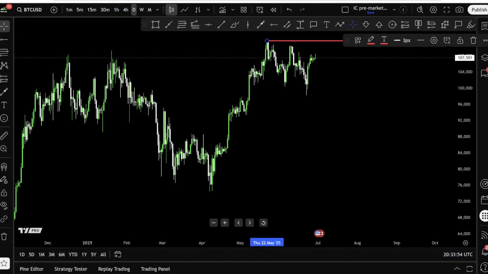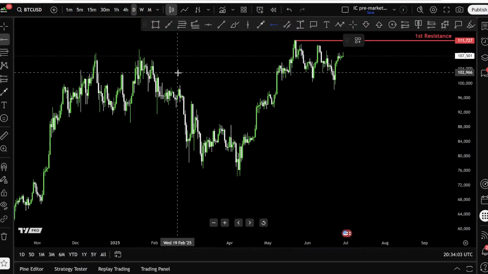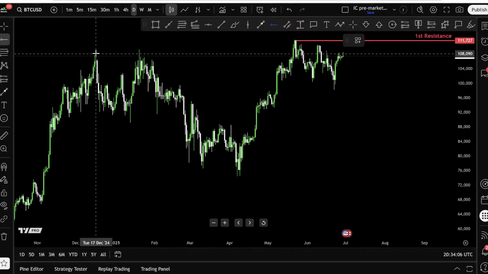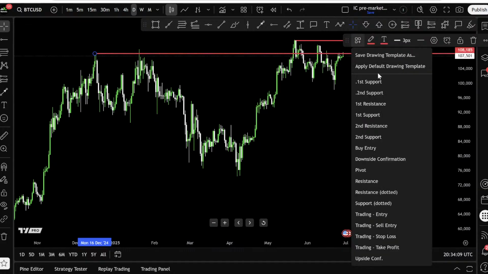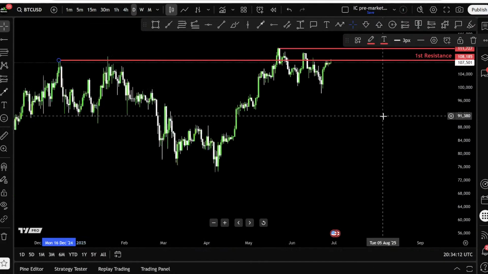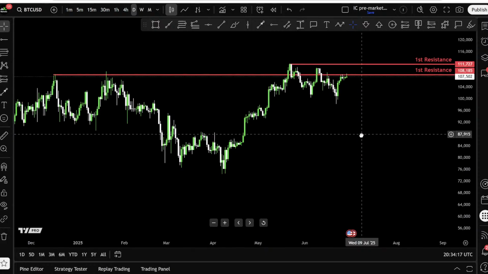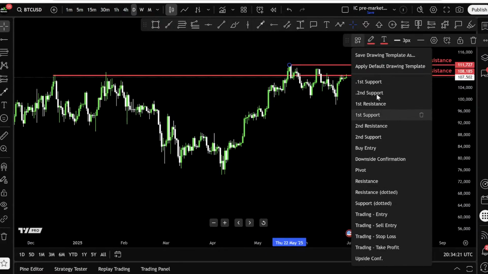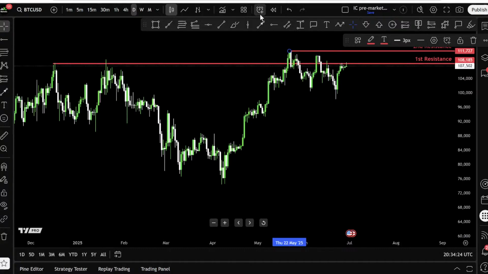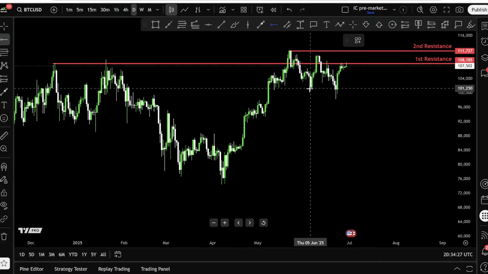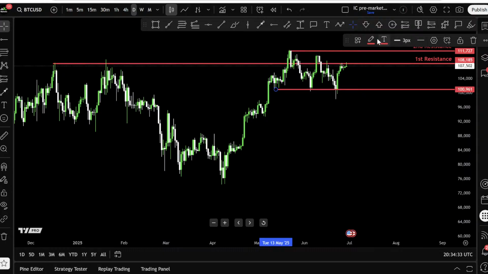Okay, let me see if my camera is unfrozen. Okay, no. Okay, so my first resistance I'll place over here. So this is in line with where price is currently testing. Okay, and then my first support, I'll just place here. So this is in line with 3 swing lows.